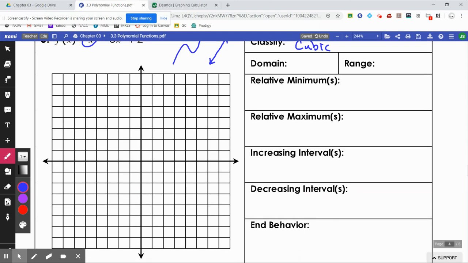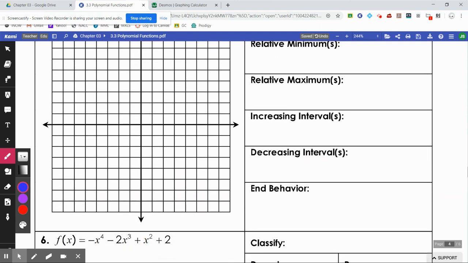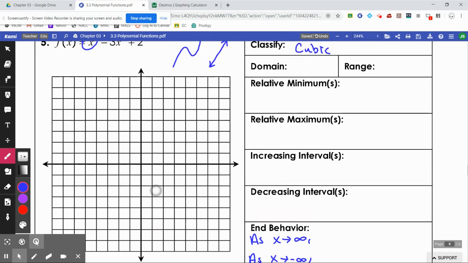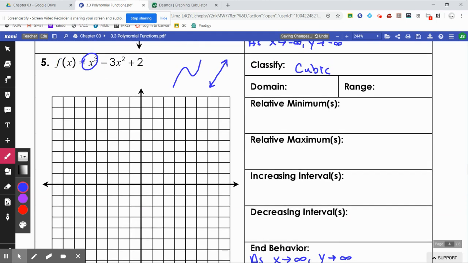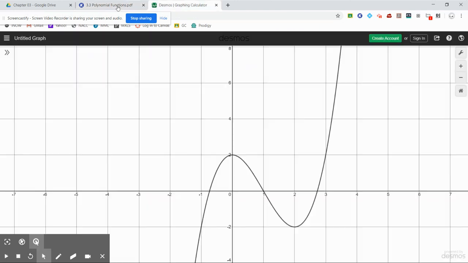So therefore, we can use that to classify our end behavior. So as we travel to the right on our graph, y should increase. As we travel to the left, y should decrease. Our domain for our graph, again, is always infinite, negative infinity to positive infinity. Now let's take a look at the actual graph.